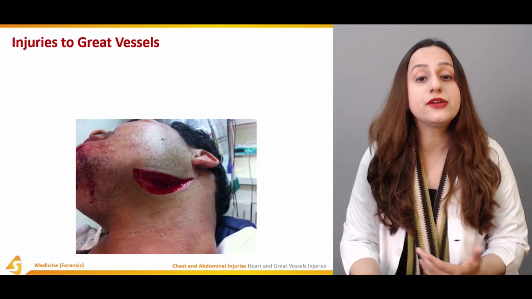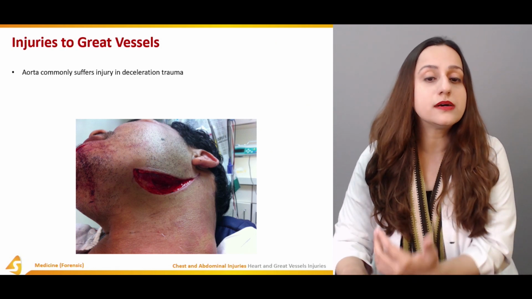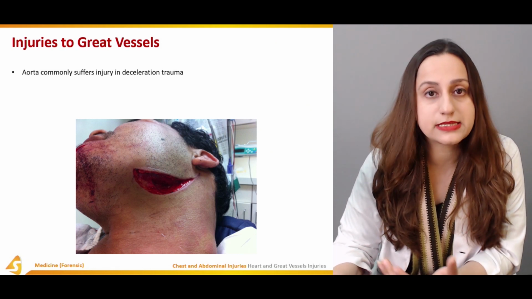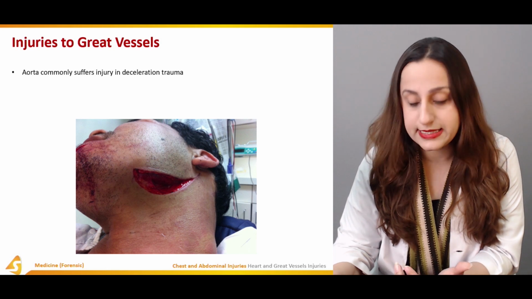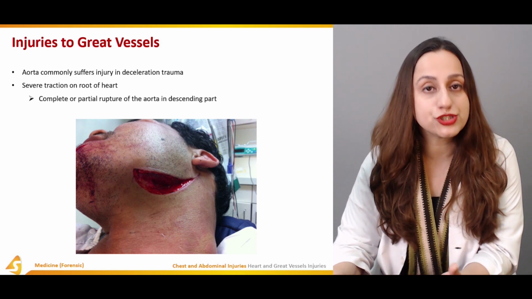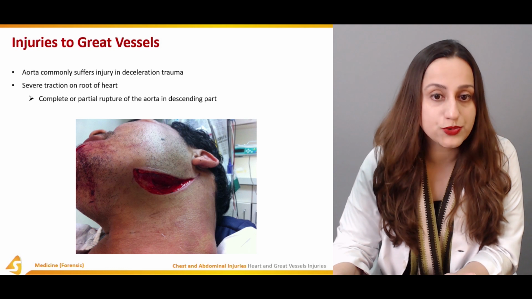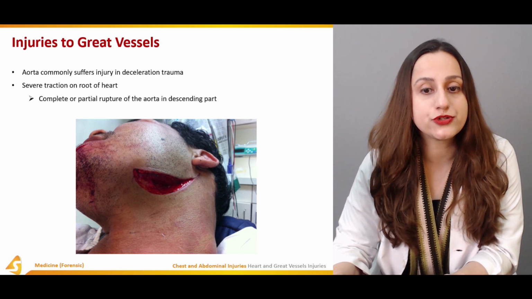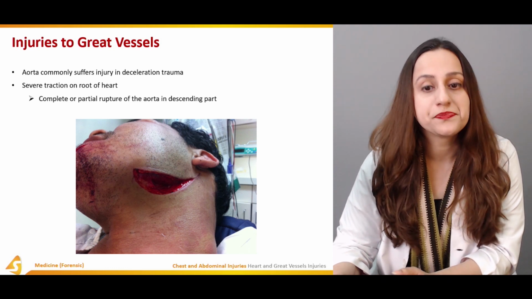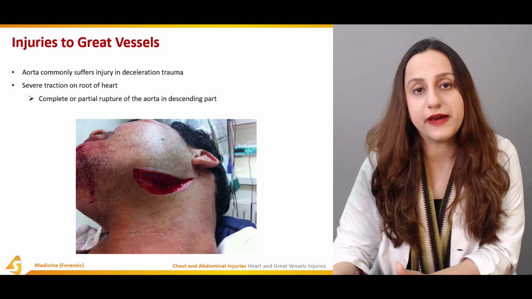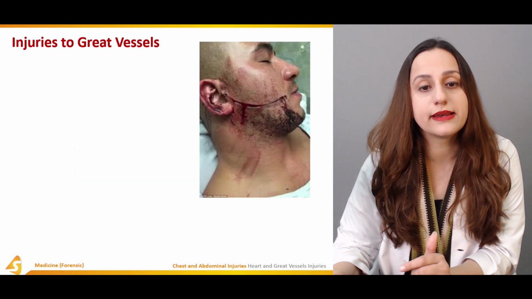Now, injuries to the great vessels. The aorta is basically commonly suffering this injury to the great vessels in deceleration trauma. Severe traction on the root of the heart is the cause of it, and complete or partial rupture of the aorta in the descending part is again the causative factor for these injuries to the great vessels.